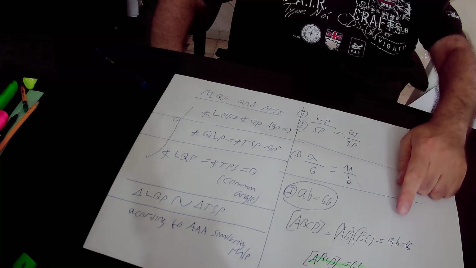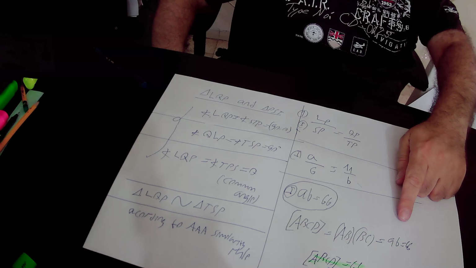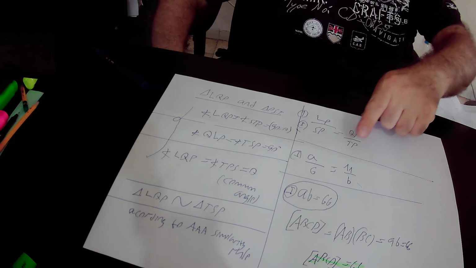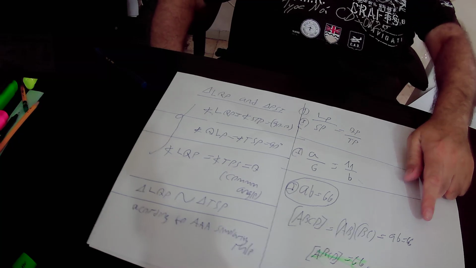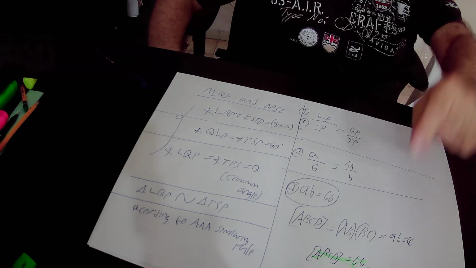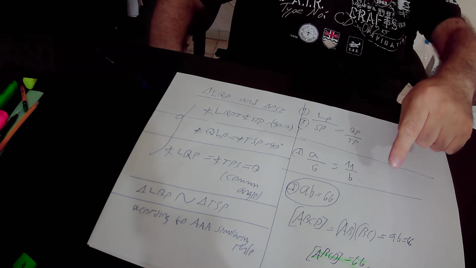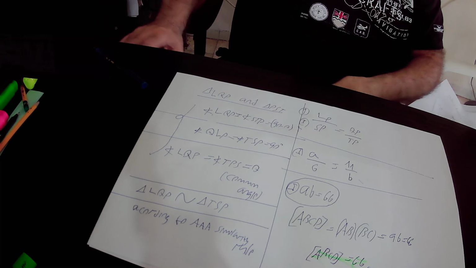AB equals A and BC equals B according to our definition. So in conclusion, we found out that the area of rectangle ABCD equals AB times BC, that is AB. And we just right now found out that AB equals 66. So therefore, the area of rectangle ABCD equals 66 square units. So in both methods, we found out that the area of rectangle ABCD equals 66 square units. Okay, thank you very much.